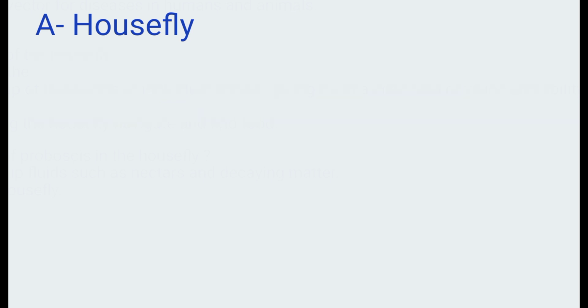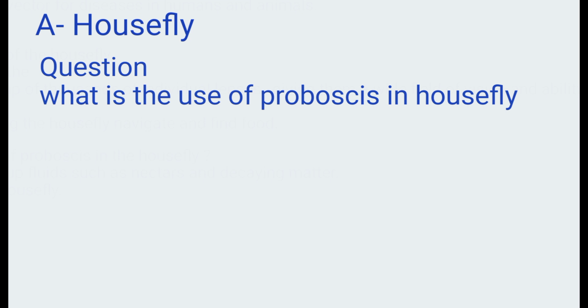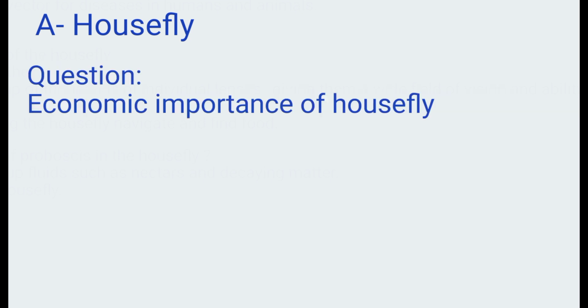Another question could come in the form of, what is the use of proboscis in the housefly? Of course, it's used for feeding, as the housefly uses it to draw up fluids such as nectars and decaying matter. Finally, we could also be asked the economic importance of housefly, and if we are asked that, of course it's simple. Houseflies have significant economic implications due to: 1. Disease transmission, e.g. typhoid, cholera. 2. Food and surface contamination. 3. Pest control costs.